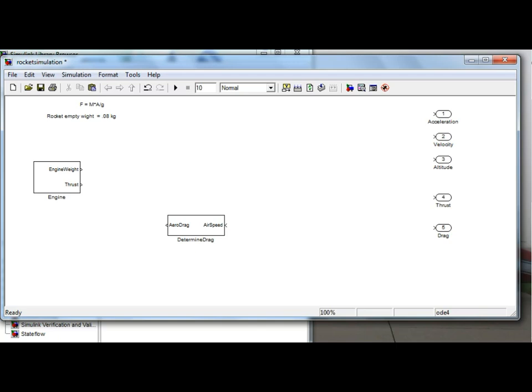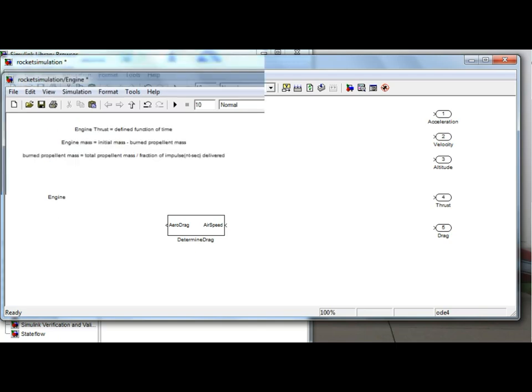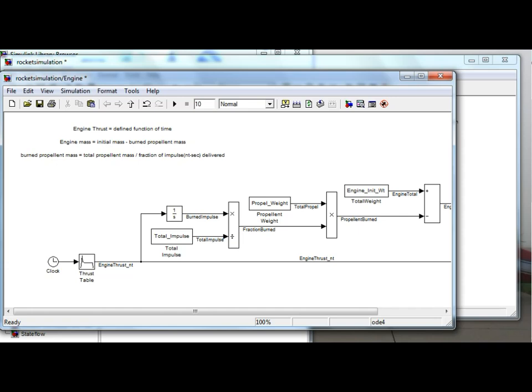But let's go on. I've also put some notes here in a comment: F equals MA divided by G. I also have a note that the rocket empty weight is 0.08 kilograms. I like to put notes all over the model. I've certainly received enough models from other engineers and from academics that are just blocks and numbers and connections between the blocks, and you look at it and wonder what the heck they are doing. It's just impossible. So I'm a big fan of putting text notes.